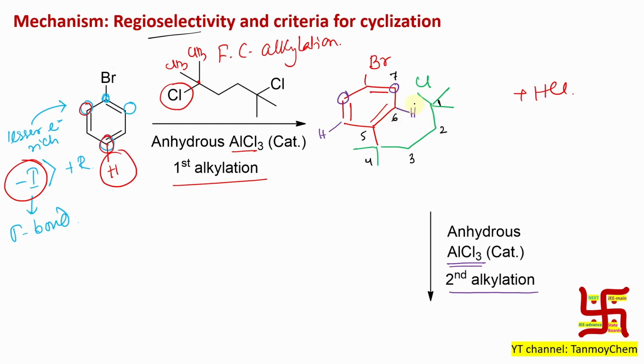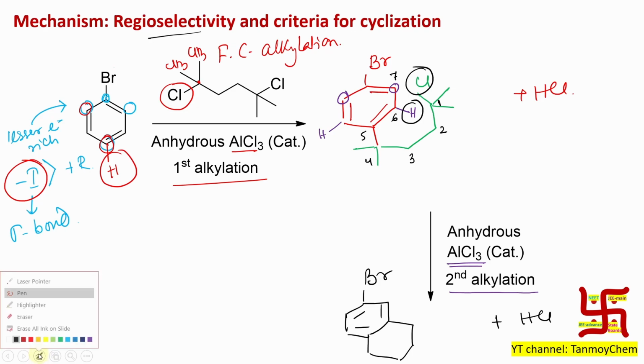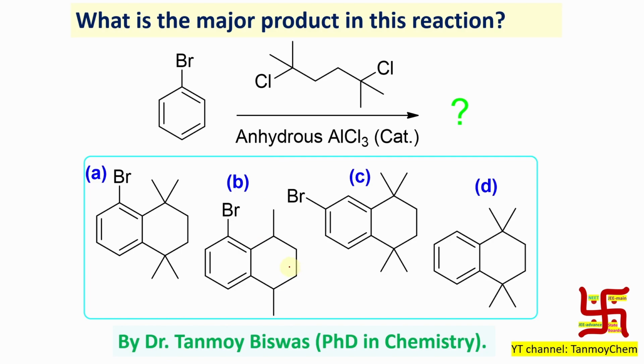So ring formation means again H and Cl will come out. So in the second step also the byproduct is HCl. Here this is Br. In para position draw a 6-member ring. This 6-member ring is the new one. Now this 6-member ring is attached with here 2-methyl, here 2-methyl. So this is the product. Okay, now let's go to the question. So which one is the product?